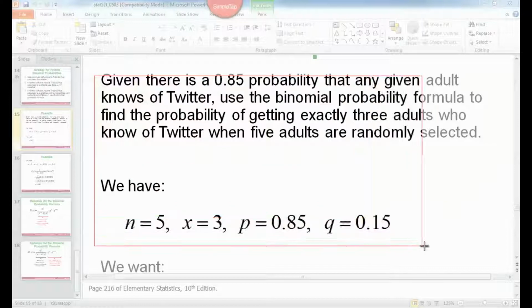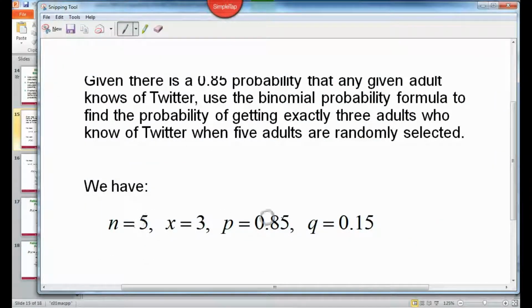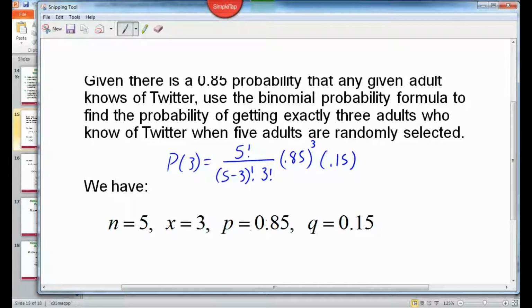So, let's plug these into the binomial probability formula. Exactly 3, so it's going to be P of 3 is equal to, remember it's n factorial, so 5 factorial over n minus x factorial, so 5 minus 3 factorial, which is 2 factorial, times x factorial, so times 3 factorial, times p, which is 0.85, raised to the x power, that was 3, times q, 0.15. I don't believe we were given that, but you could figure that out from 1 minus 0.85, right? So it's 0.15 raised to the n minus x power. So it's just going to be 2.